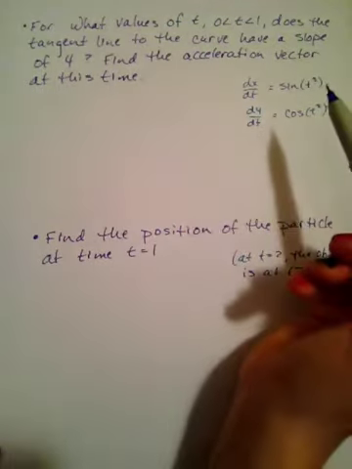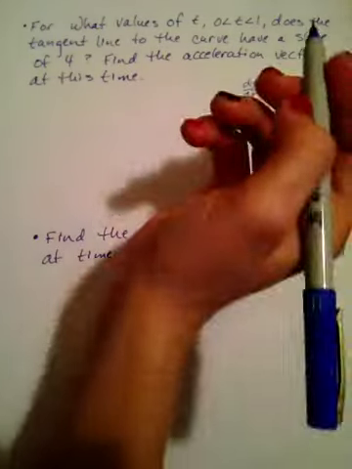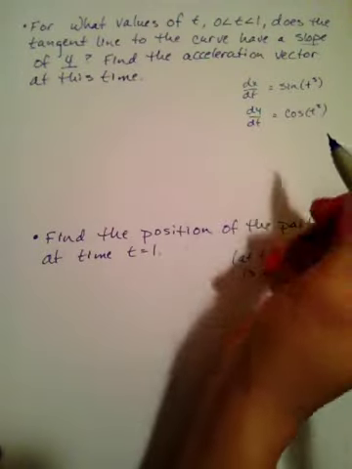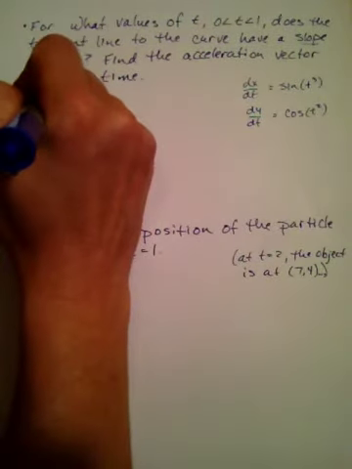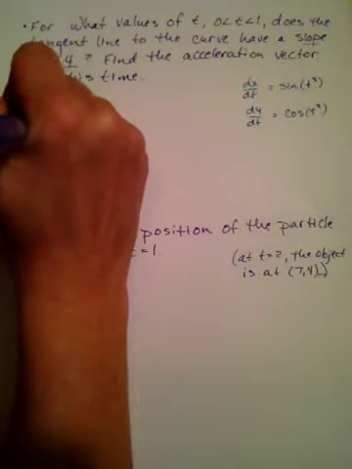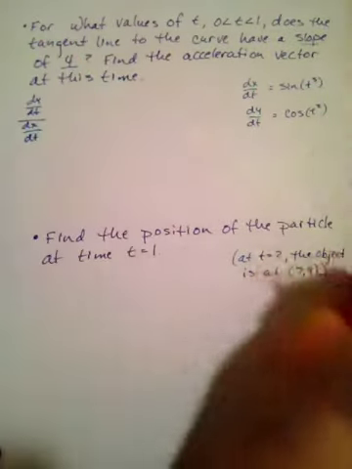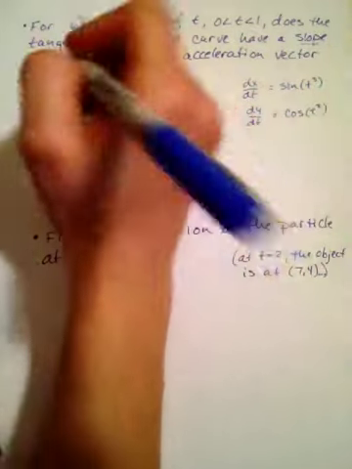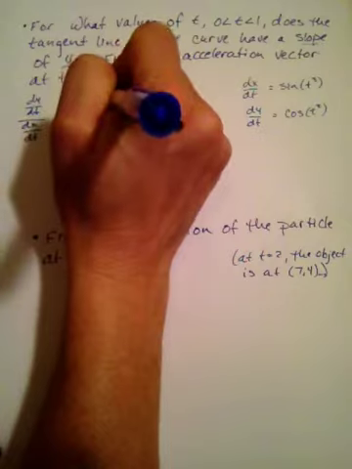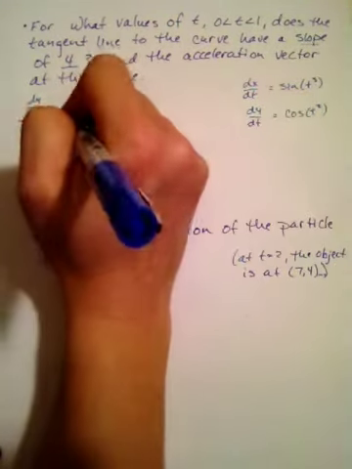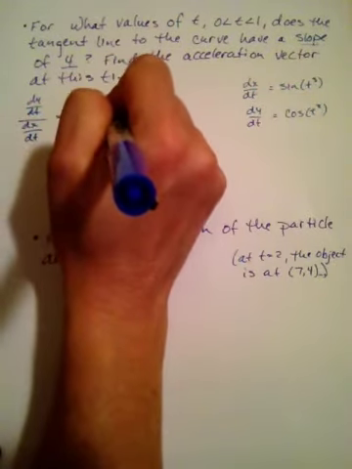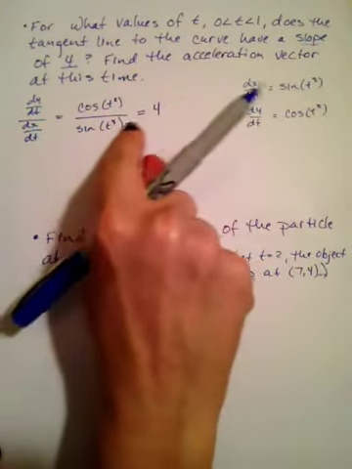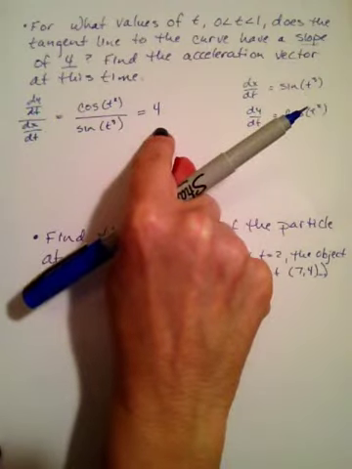So this is a calculator problem. There's a good reason why. If you are looking for a slope of 4, then we want to find the slope, which is dy/dt over dx/dt, and find the times when that actually equals 4. So our dy/dt is cosine of t squared, and our dx/dt is sine of t cubed. And we're going to set that equal to 4. Now this isn't something you can actually solve by hand quickly, so you would do this with the calculator.